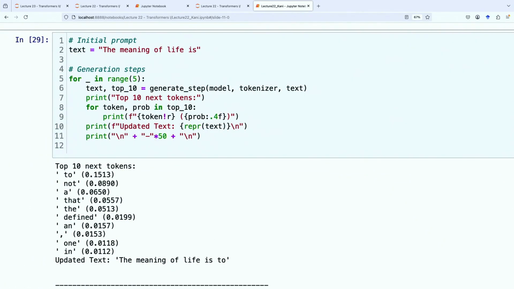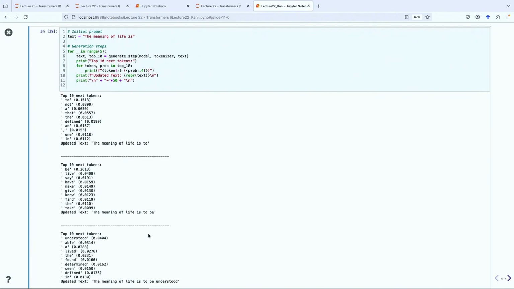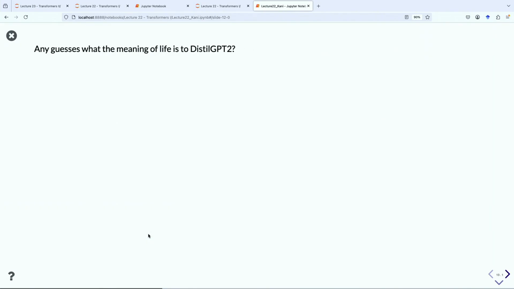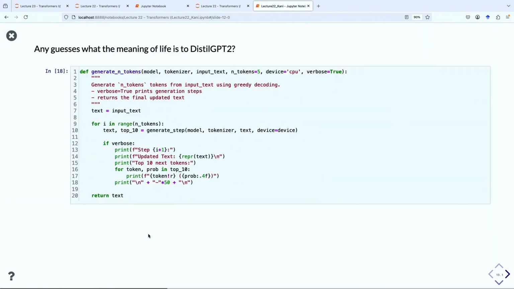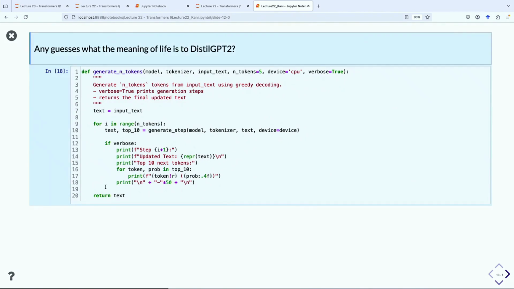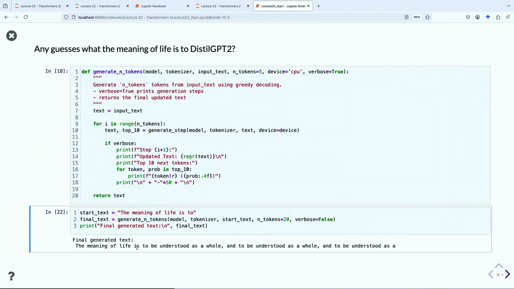Does anyone want to know what this ends up as? I really do want to know. Oh, you want it? Yeah, it's a very unsatisfying answer, so I hate to spoil it for you. But yeah, if we run it with the new function, generate n tokens, for, I don't know, 20, it's just: the meaning of life is to be understood as a whole, and to be understood as a whole, and to be understood as a whole. And yeah, so it was doing good. And then it sort of got stuck in a loop, which happens with these simple models.